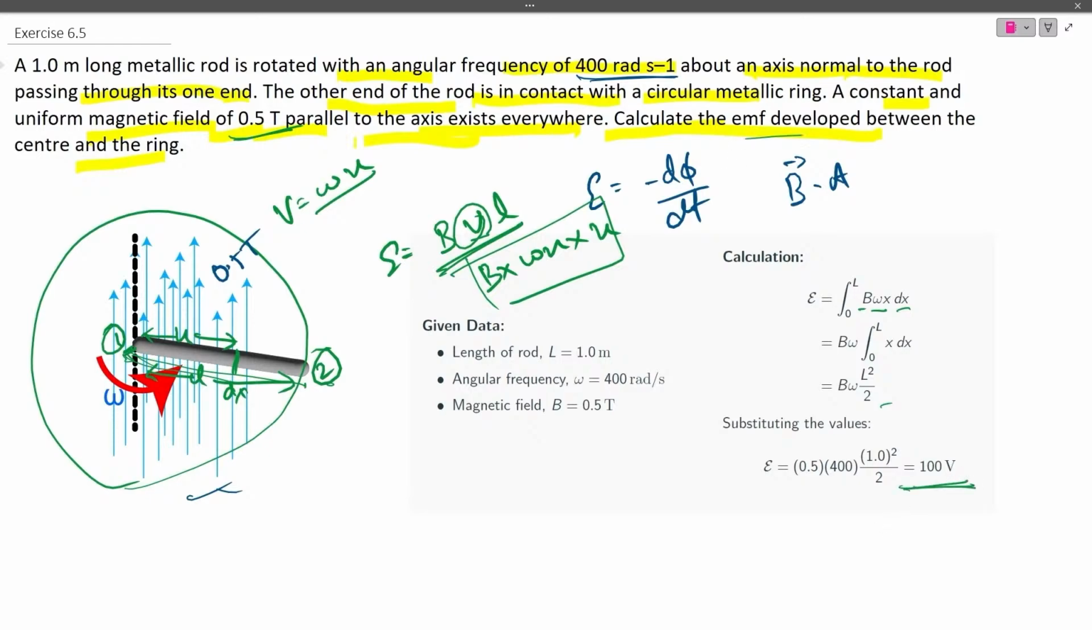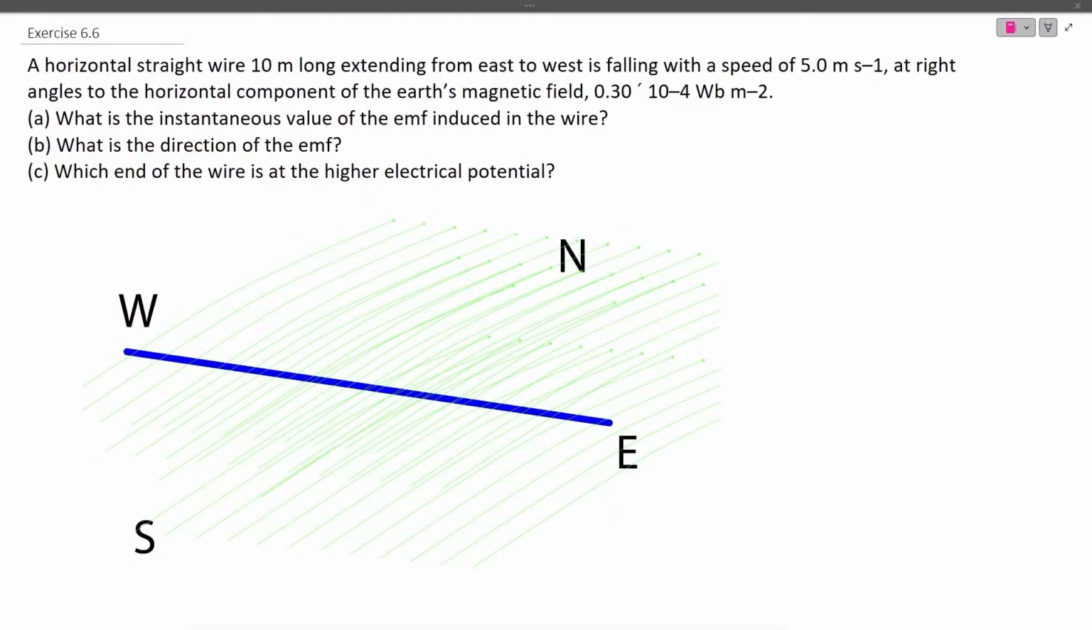So this is the EMF developed between the center and the ring. The question says that a horizontal straight wire 10 centimeter long extending from east to west is falling with a speed of 5 meter per second at right angles to the horizontal component of the Earth's magnetic field, that is 0.30 Weber per meter square. What is the instantaneous value of EMF induced in the wire? What is the direction of EMF, and which end of the wire is at the higher electrical potential?